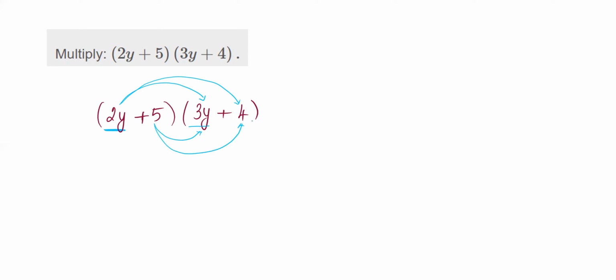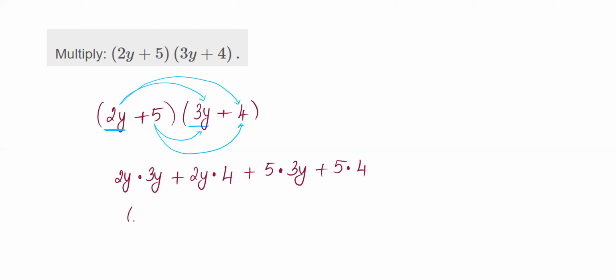There are 4 arches making 4 combinations, 4 connections, and they're all matched. So we didn't leave out any term or any particular combination. So 2y times 3y plus 2y times 4 plus 5 times 3y plus 5 times 4. Again, if you had any other sign, remember to include the sign. For example, if I had a negative 3y, then it would have been 2y times negative 3y, and here again 5 times negative 3y. So just watch the signs.